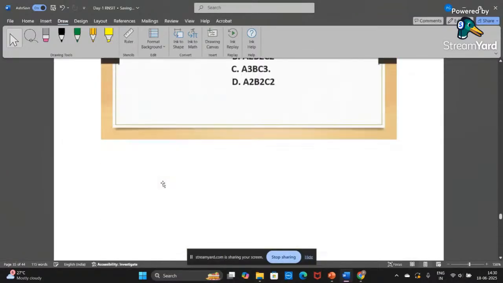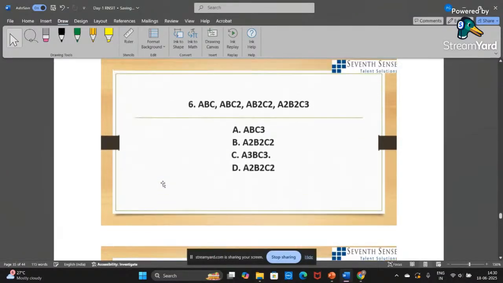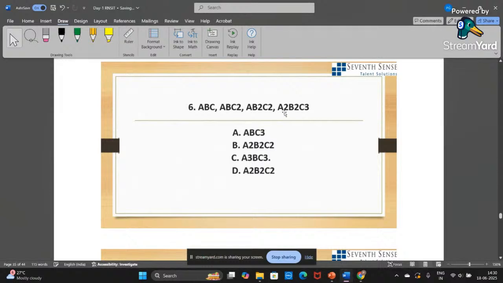Now let us solve the next one. You have to find the missed one. There has to be a blank over here. So we have to find the missed one between A, B, C2 and A, B, C3. Between these two, we have to find the missed sequence. So here it is ABC. In the next line, it has become ABC2.